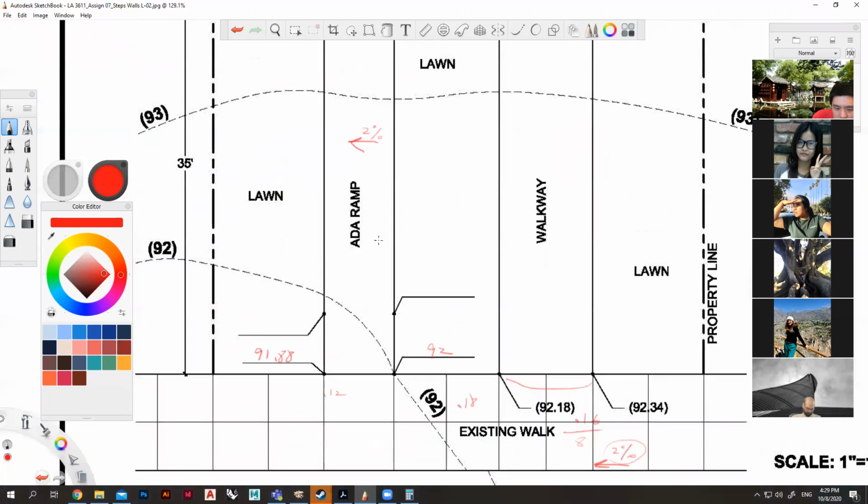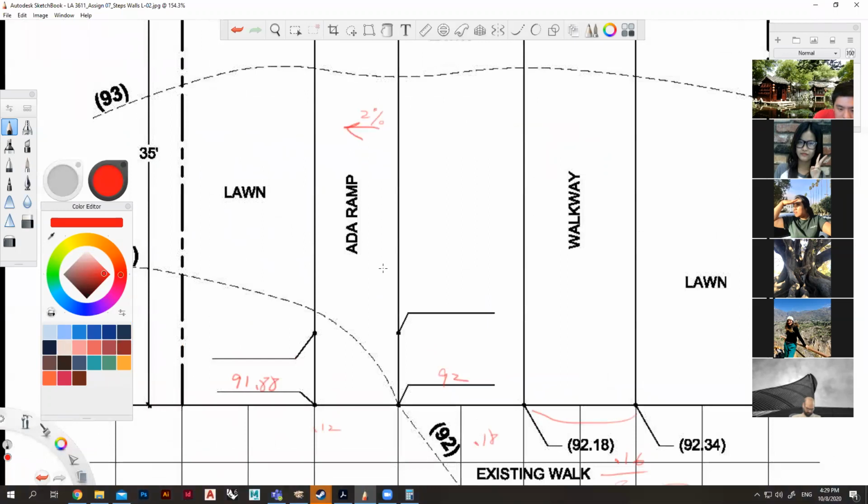And we have that cross slope here, and this one is the same because the cross slope is going that way. This one is also the same.